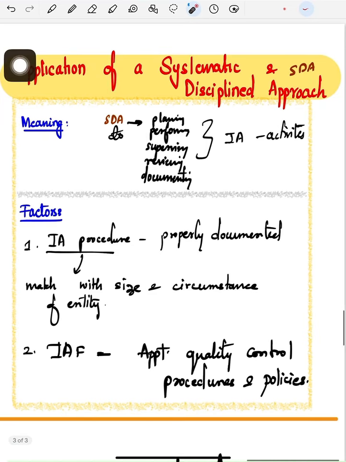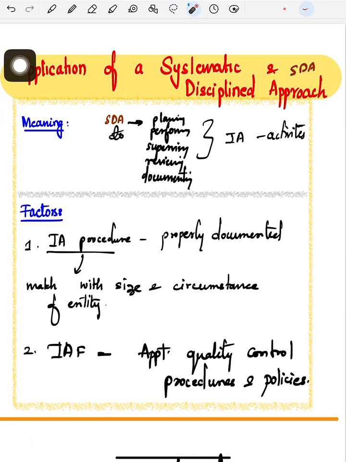Next, we have application of a systematic and disciplined approach. They didn't define what is a systematic and disciplined approach. They just told us that you should apply a systematic and disciplined approach to these areas. So what are those areas? You need to apply a systematic and disciplined approach to planning, performing, supervising, reviewing, and documenting internal auditors' activities. Are you applying a systematic and disciplined approach in planning your audit, in performing your internal audit? You are supervising, you're reviewing their work, you're documenting things. All of these you need to check.